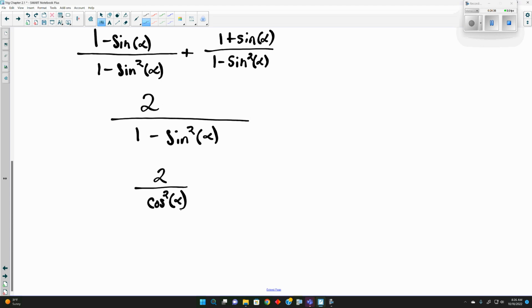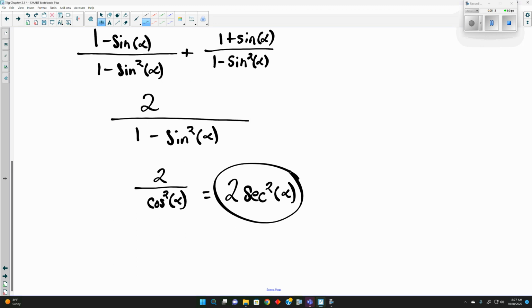1 over cosine is what? Secant, yes? So we could rewrite this as 2 times secant squared. And I say that's even simpler looking than 2 over cosine squared. And that's it. So even though we're not verifying like we were doing, we're essentially still doing the same things. We're manipulating these equations to get them to work better for us. And especially when we start trying to calculate these, knowing these manipulations works for us.